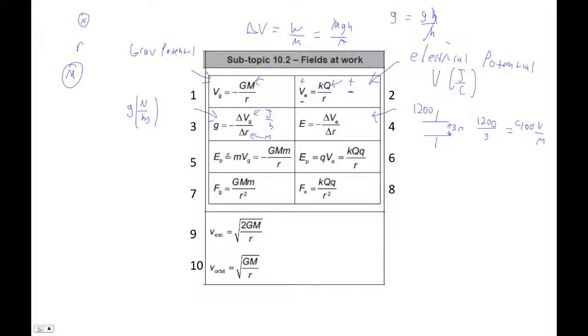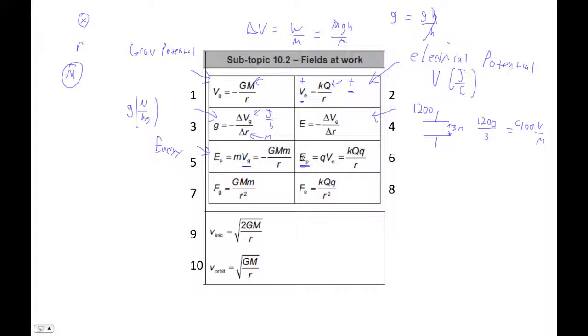Okay, and then potential energy is also mass times the potential. Sorry, this is gravitational potential. And if you substitute this in for gravitational potential, you get this, okay? Gravitational potential energy is mass times the gravitational potential, and then you substitute that in for the gravitational potential and you get this. You could have done that yourself, but they did it for you.